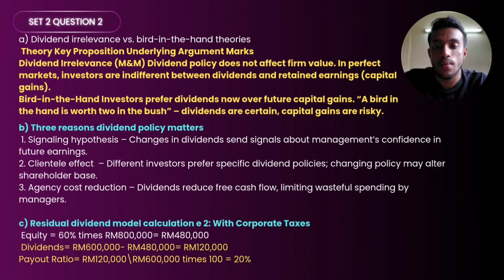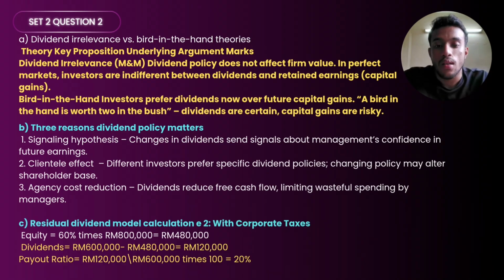The first one is dividend irrelevance versus bird in the hand theory. For the theory's key proposition and underlying arguments, dividend irrelevance is proposed by M and M. Here dividend policy does not affect the firm's value. In perfect markets, investors are indifferent between dividends and retained earnings. Here the assumption is that there is no tax and no uncertainties in the market.